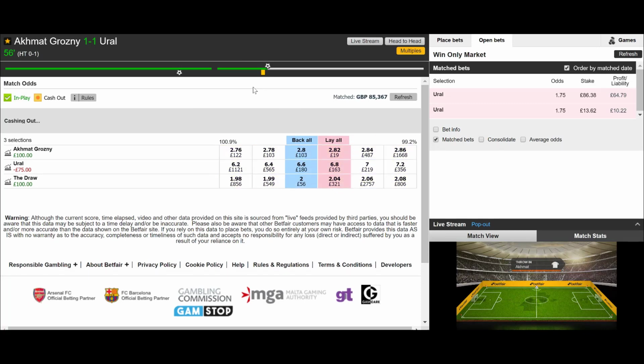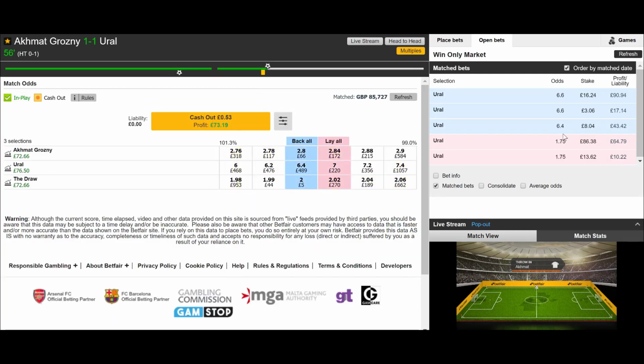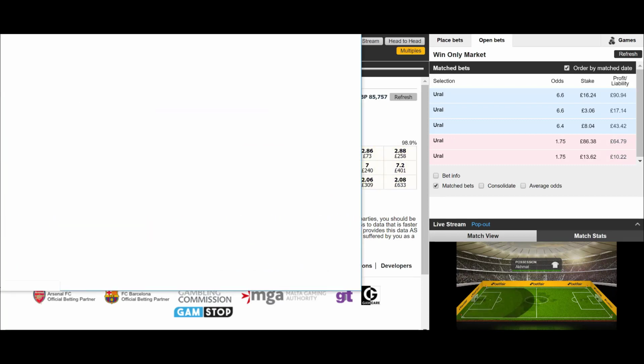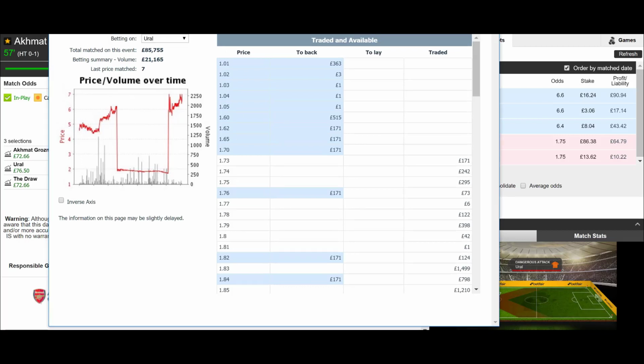And then I'm just going to quickly give you some analysis on this as well. So we laid Ural at 1.75, and the goal arrived in the 56th minute. We must have just got in there at 1.75. As you can see, there's the £100 stake. It went as low as 1.73. But it does highlight that whenever I do this, I always just put in an order a little bit lower than whatever the price is there. And I very rarely ever miss out on the equalizer arriving just before I get matched.